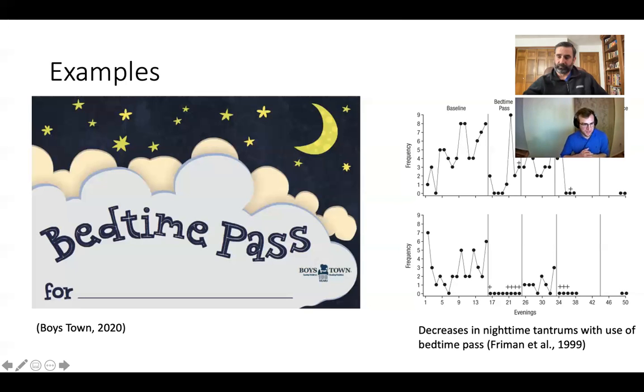And during that process, the parent can remind them, again, keep in mind you only have 3 passes. Is this when you want to use it? And the child says yes. You take the pass away, and that is gone for the night.